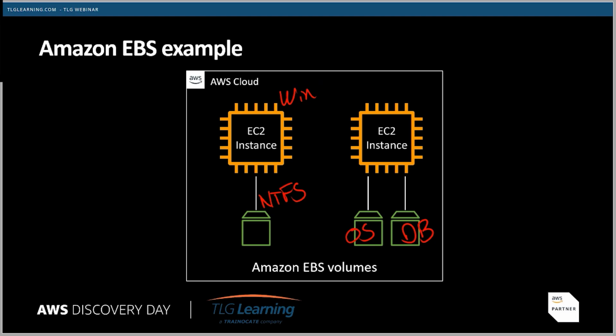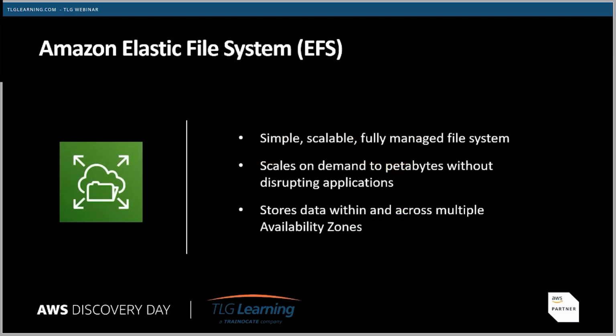That's EBS, Elastic Block Store, equivalent to a hard drive that you would then attach to an EC2 instance for installing software, installing your applications.